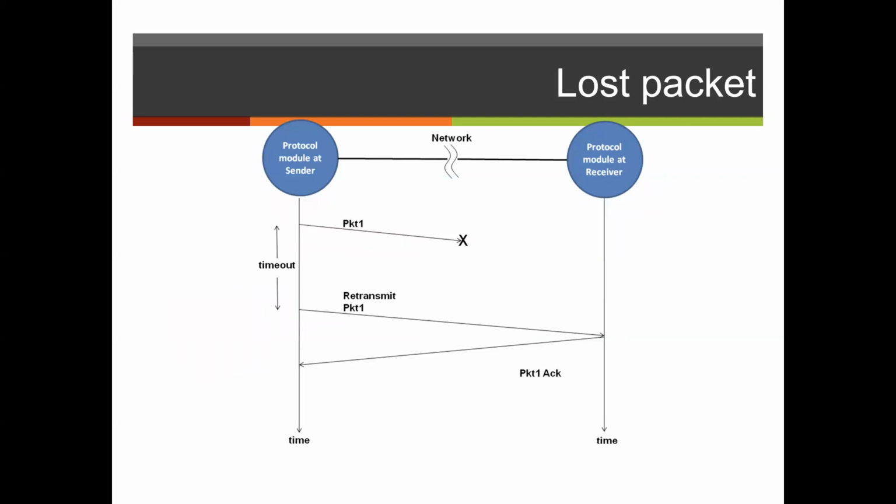Now, sometimes during transmission, we could have a lost packet, and this means that it's a packet that does not reach the destination. And so during the timeout period, if an acknowledgement is not broadcast from the receiver, then the sender will retransmit the packet and then wait for an appropriate acknowledgement to occur.